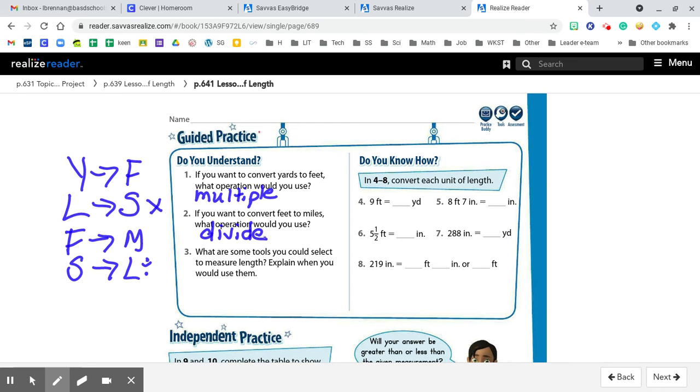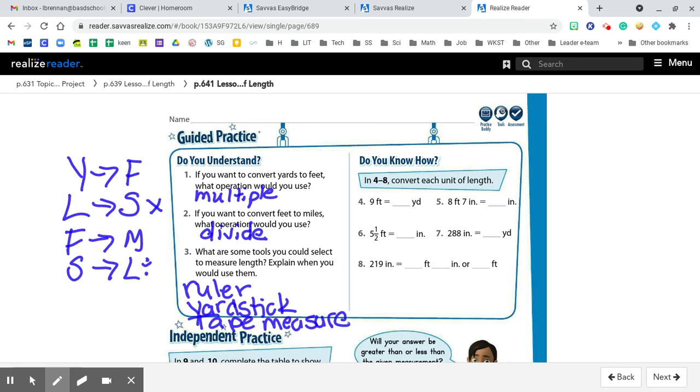And what are some tools you could select to measure length? So if you're at home, what would you use if you wanted to measure the length of something? If you have a ruler in your school kit, you use that. You can also use a yardstick if you have one of those laying around. Some of you might have tape measures in your house. You might have a tape measure that's used for sewing, that's soft.